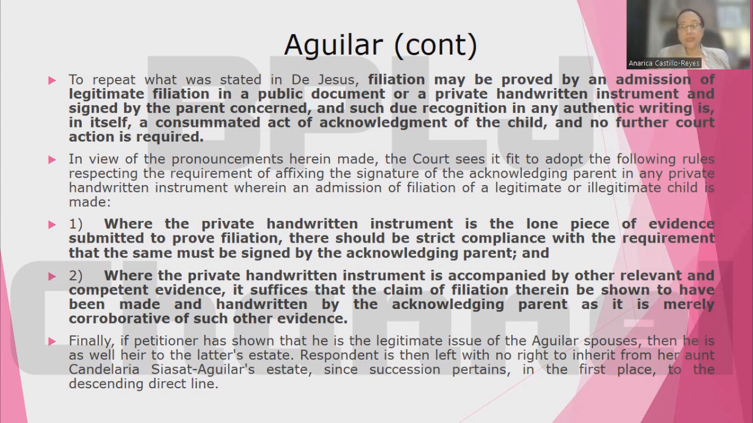Where the private handwritten instrument is the lone piece of evidence submitted to prove filiation, there should be strict compliance with the requirement that the same must be signed by the acknowledging parent. So you must remember that there are two elements needed in primary evidence of filiation. First, there must be an acknowledgement of filiation, and it must be signed by the putative parent. Now, where the private handwritten instrument is accompanied by other relevant and competent evidence, it suffices that the claim of filiation be shown to have been made and handwritten by the acknowledging parent, as it is merely corroborative of such other evidence.